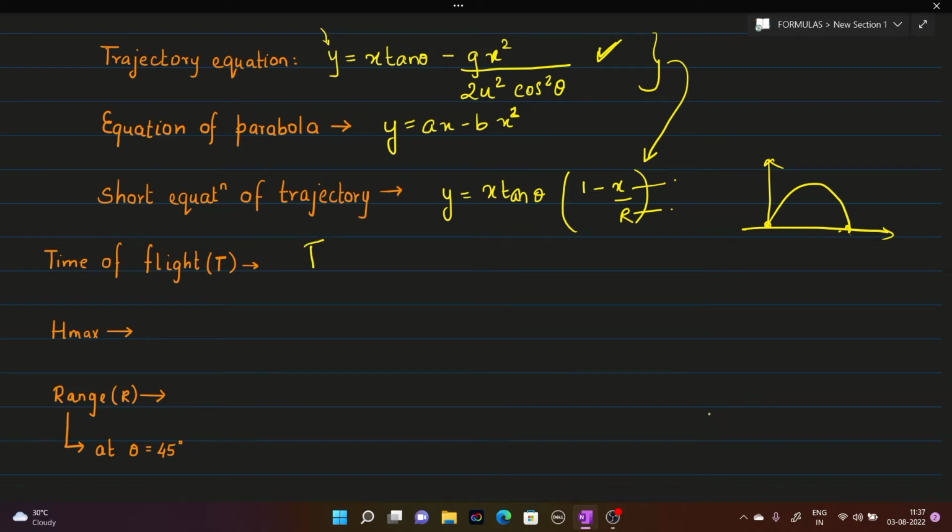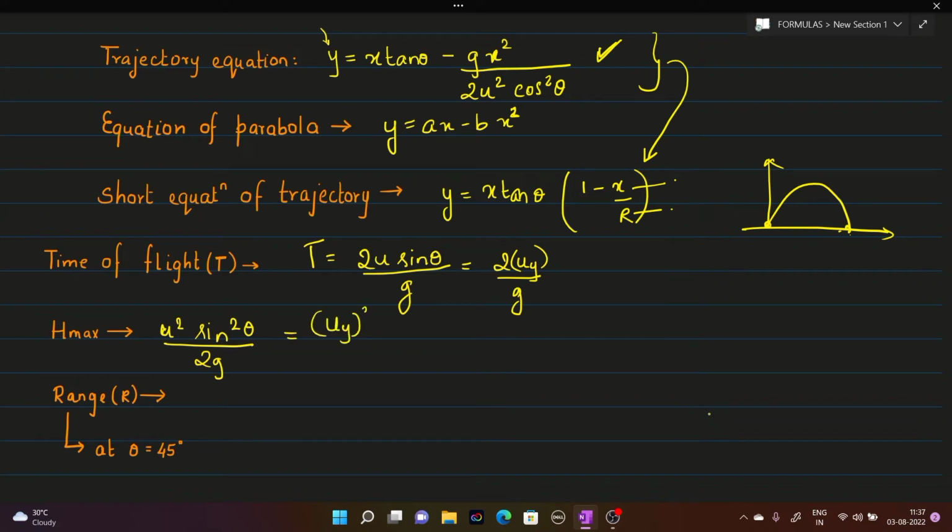The formula for time of flight will be equivalent to 2u sine theta divided by g. It can also be written as 2u in y direction divided by g. This is the initial velocity in y direction. After that, h max is u square sine square theta divided by 2g. It can also be written as u in y direction, squared, divided by 2g.